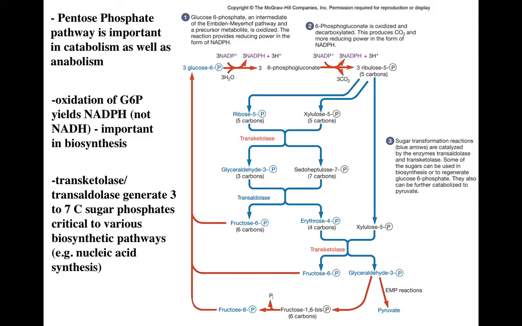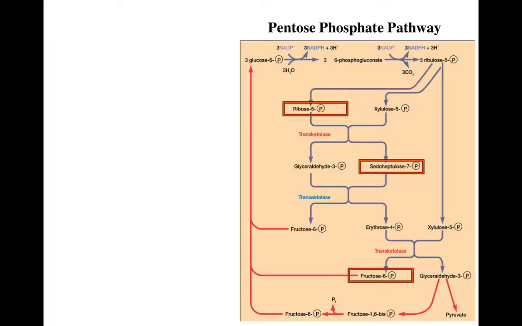So these enzymes, especially transketolase, generate these 3 to 7 carbon sugar phosphates, which are really critical for various biosynthetic pathways, such as nucleic acid synthesis. Here's just another way to look at the pentose phosphate pathway. I kind of like this one because you'll note that the pathway here yields no usable energy. No place in this pathway do you see ATP generated, GTP, or NADH.